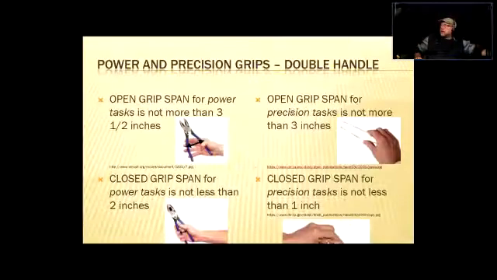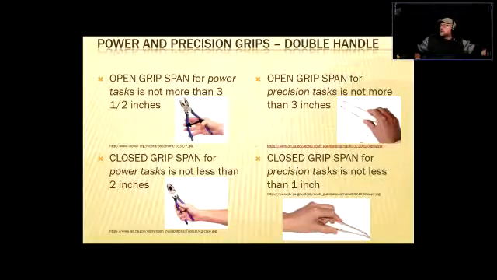Okay. All right, power and precision grips for double handle tools. All right, so here's the open grip and the closed grip. So most of the time, you're going to look at the span of the handles, all right? Here, for example, are Lyman pliers in this picture, and over here, if you can see it, these are tweezers, all right? So open handle grip for power tasks is no more than 3½ inches, all right?